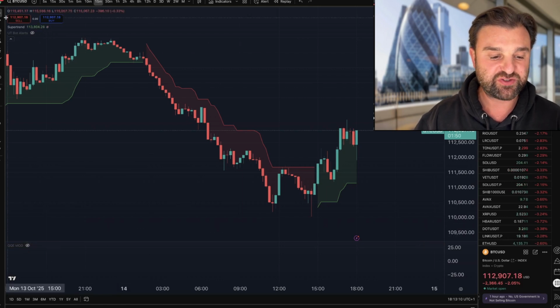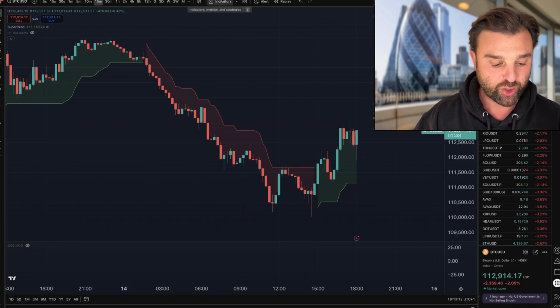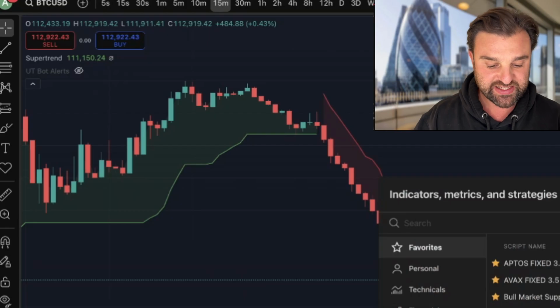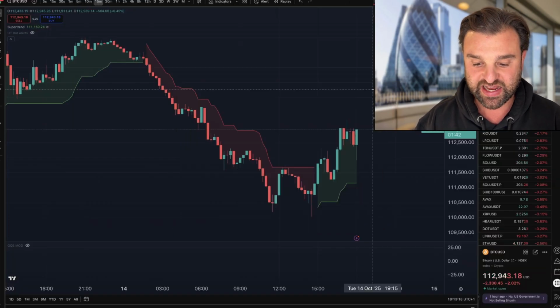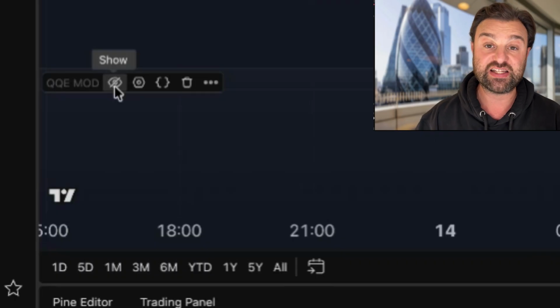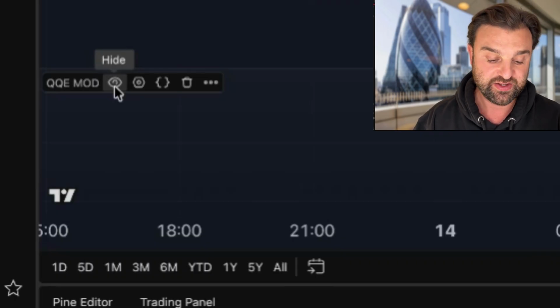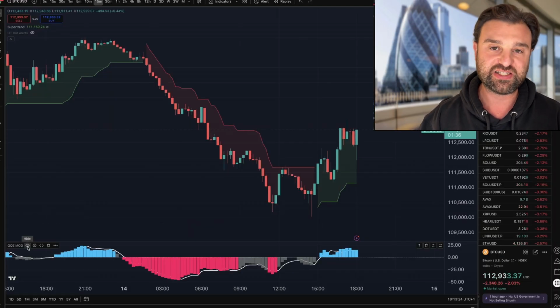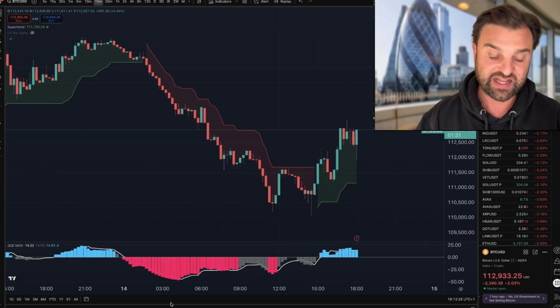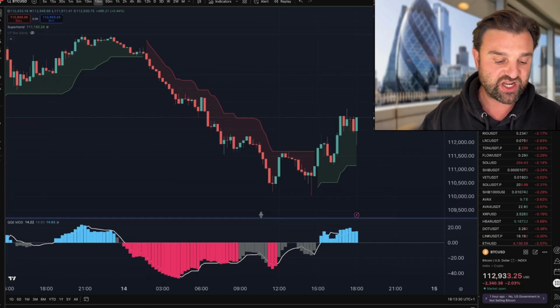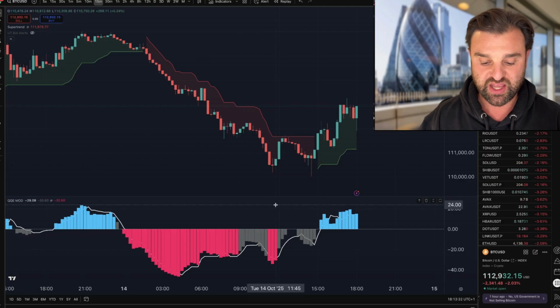You can see I have Supertrend highlighted here, but what you're going to do is go to the indicators, type QQE mod, and you're going to click this to add it. It's going to come up as what's known as an oscillator. You also have other popular oscillators. You might have heard of RSI, that's an oscillator. The MACD, that's an oscillator. But in this instance, we're going to be using the QQE mod.